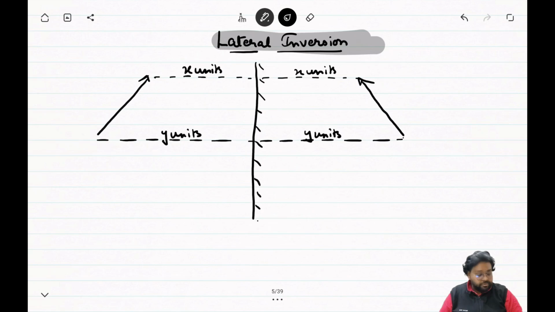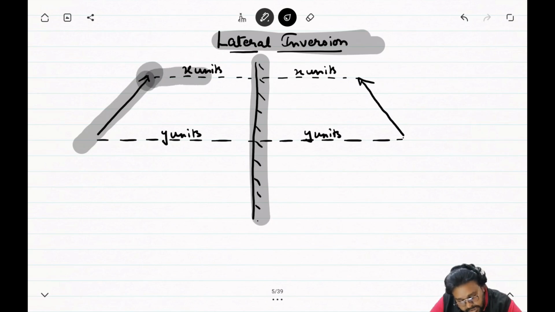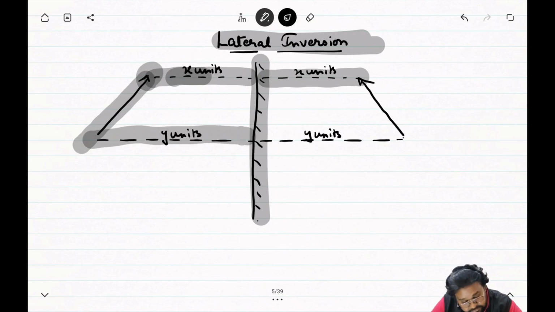You have seen when you see yourself in a mirror, you see your image to be inverted. Your left is the right of the image you are seeing inside the mirror. So what happened? Suppose this is an object, and we are going to study the property of its image. This is the mirror. Suppose the head is at x units from the mirror. The image head would also be x units from the mirror. And if the tail is at y units from the mirror, then the tail of the image will also be y units from the mirror.